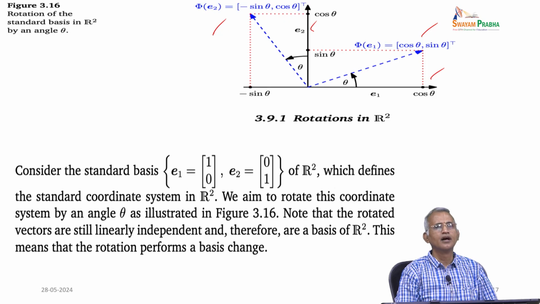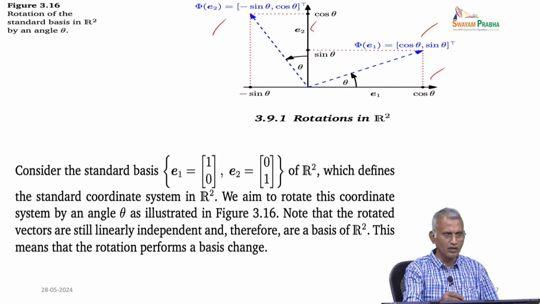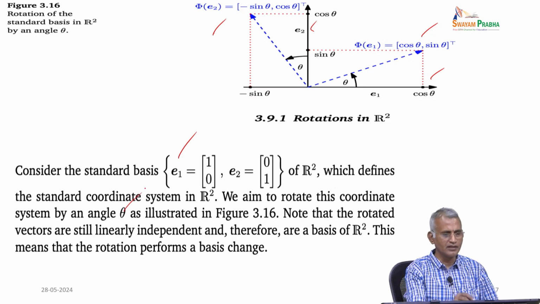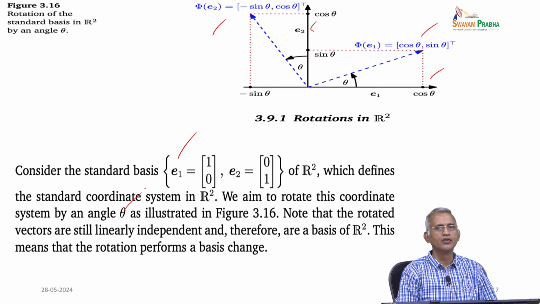So, further we have to derive the rotation in R square. We have the basis vectors e1 equal to (1, 0), e2 equal to (0, 1) in R square, which define the standard coordinate system in R square. We aim to rotate this coordinate system by an angle theta as illustrated in the figure. Note that the rotated vectors are still linearly independent, and therefore they are a basis of R square. This means the rotation performs a basis change.